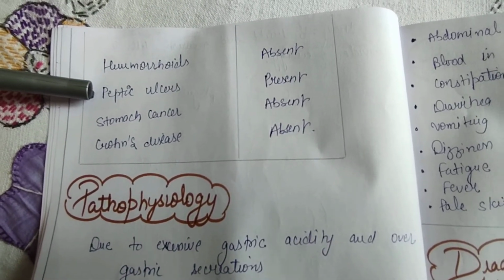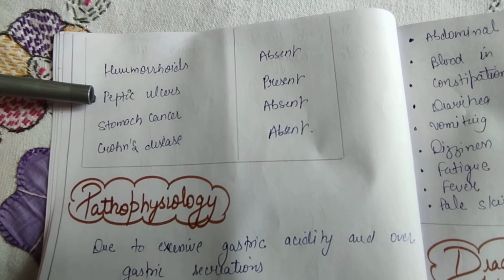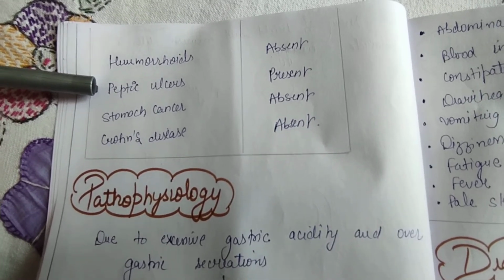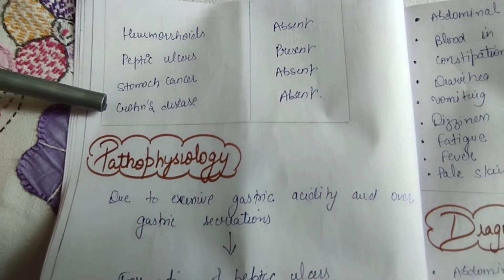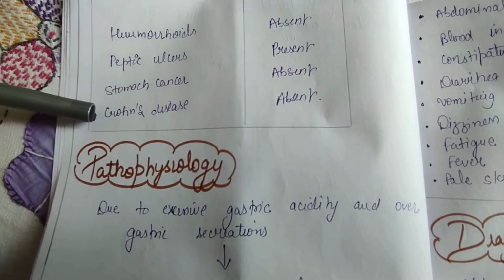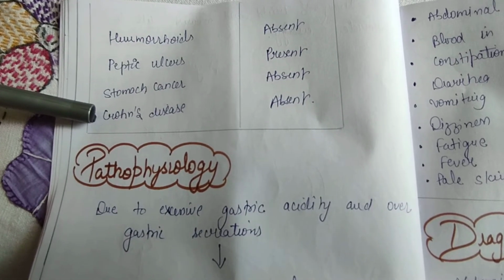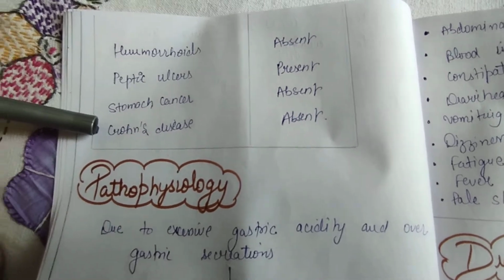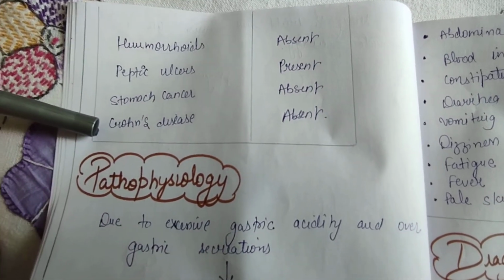Peptic ulcer, which occurs in the stomach, is present in the patient. Stomach cancer is absent in the patient. Crohn's disease is a GI tract disease where there is inflammation in all of the GI tract from the mouth to the anus. It is also absent in the patient.